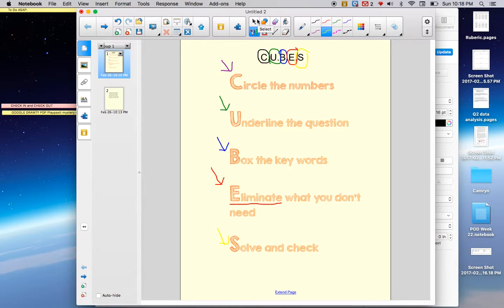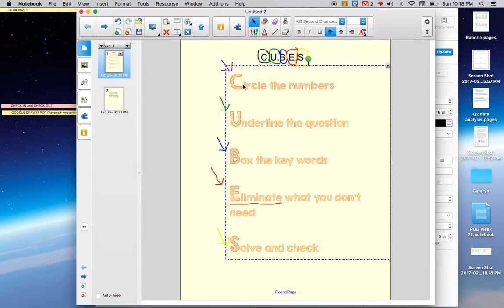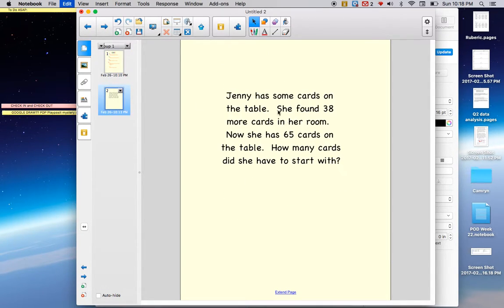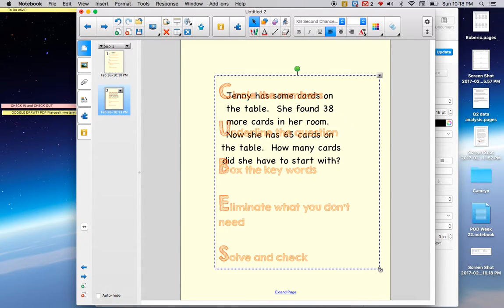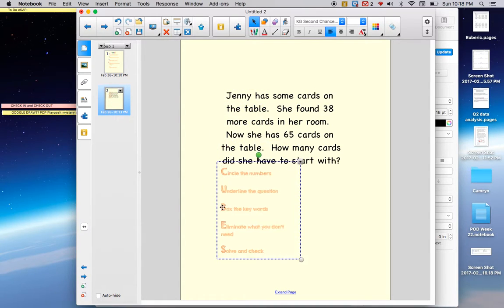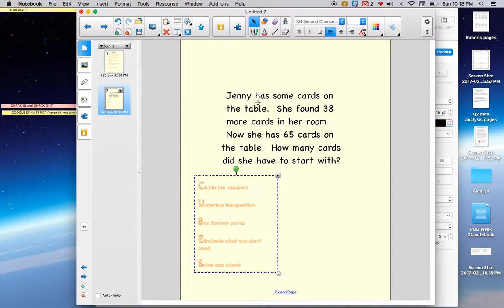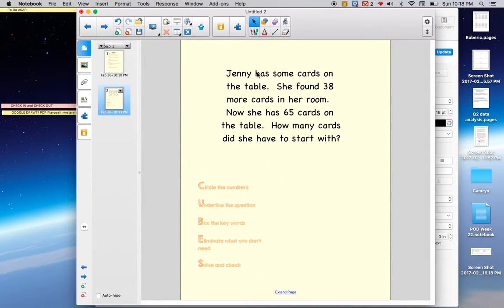But I'm going to go ahead and go on to a word problem and try to practice my CUBES strategy. So I'm going to take it and move it over here. I'm going to make it a little bit smaller so that I can make sure I'm doing all of that while I read my word problem. Now, this is before I've done anything. I have not tried to solve it already. I've just tried to use the CUBES strategy to help.